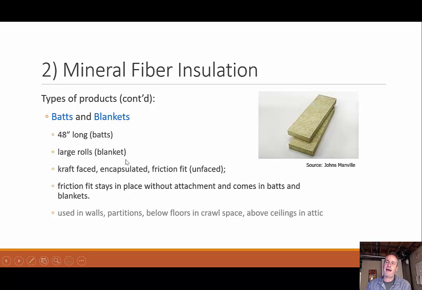So some types of products: we can either have bats or blankets. What's the difference between a bat and a blanket?